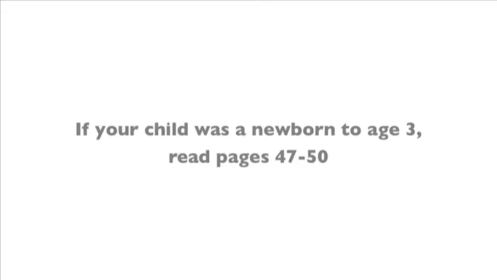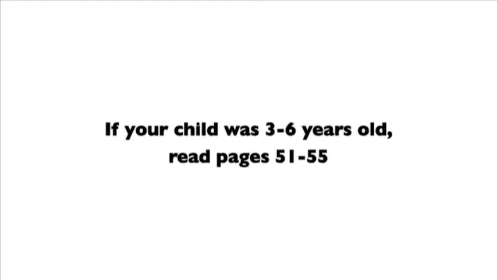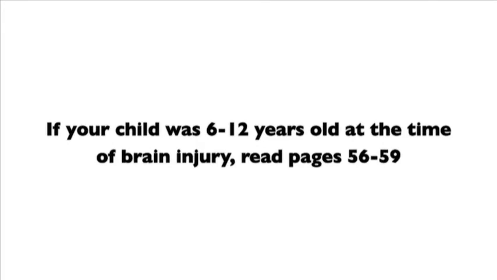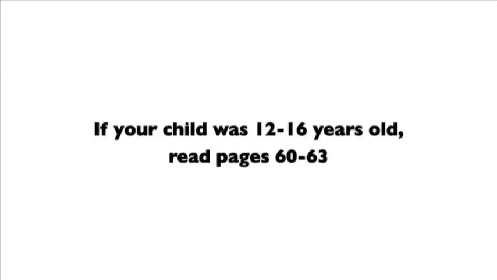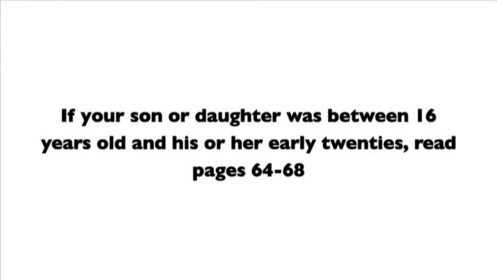If he was a newborn up to age 3, read pages 47 to 50. If he was ages 3 to 6, read pages 51 to 55. Ages 6 to 12, when he had his brain injury, read pages 56 to 59. If he was a young adolescent, ages 12 to 16, read pages 60 to 63. And over the age of 16 to early 20s, read pages 64 to 68.